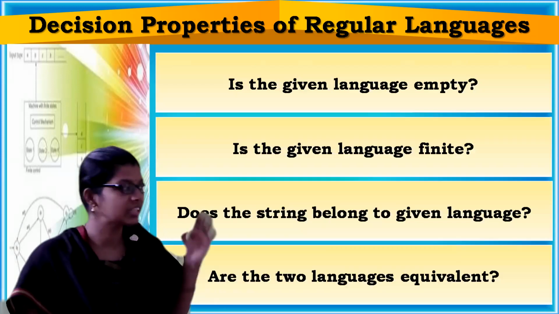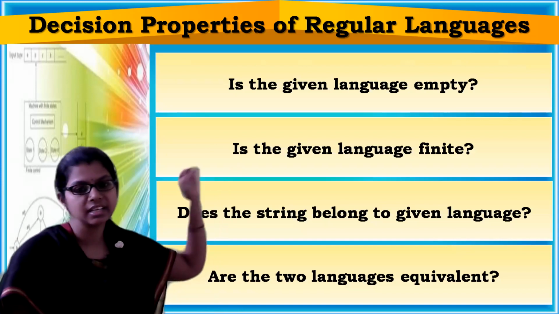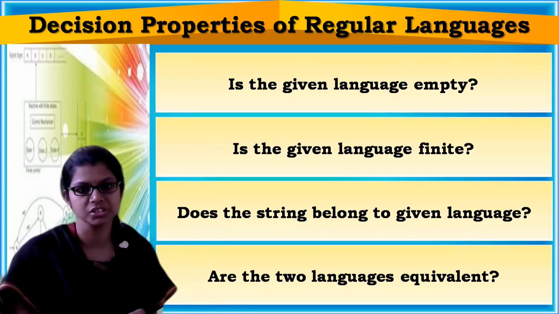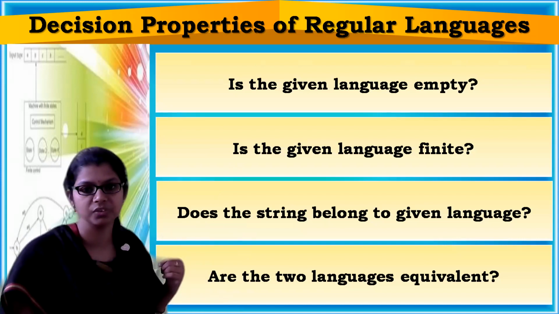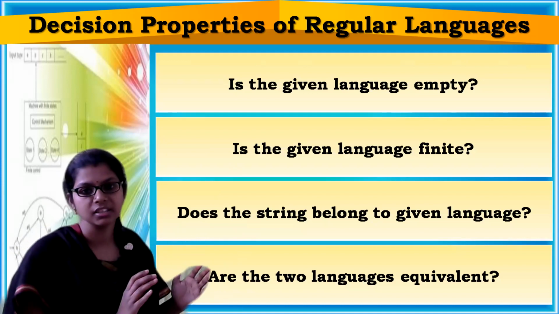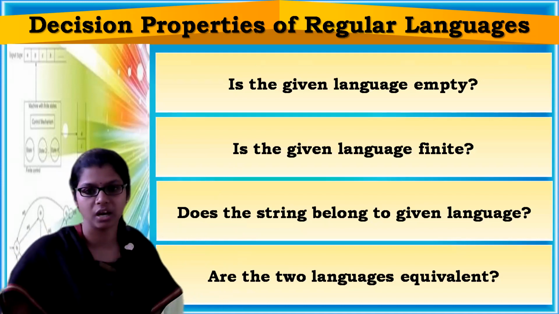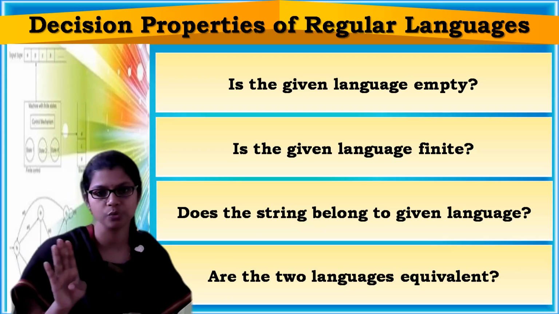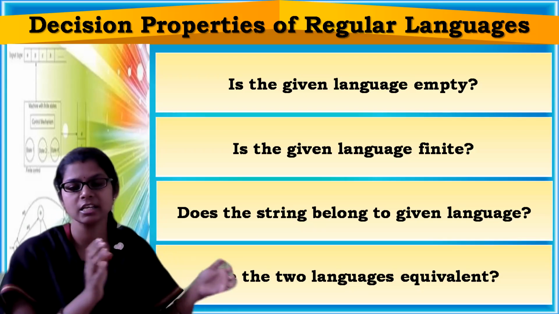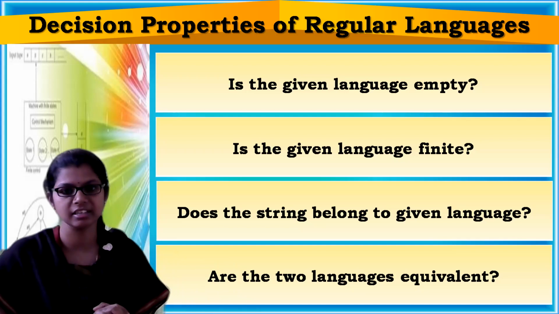Now, these are the four questions. Is the given language empty? First question. Is the given language finite? Second one. Does this string belong to the given language? Third one. And the fourth one is, are the two languages equivalent? That is our fourth question. There are four questions that need to be answered irrespective of the representation of the regular language.